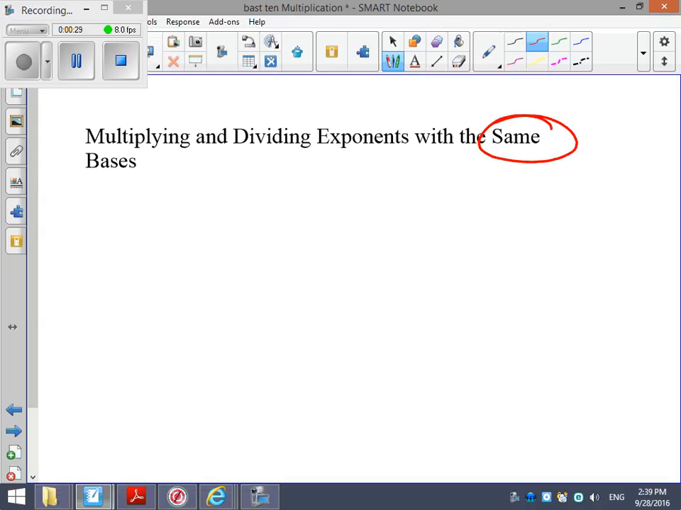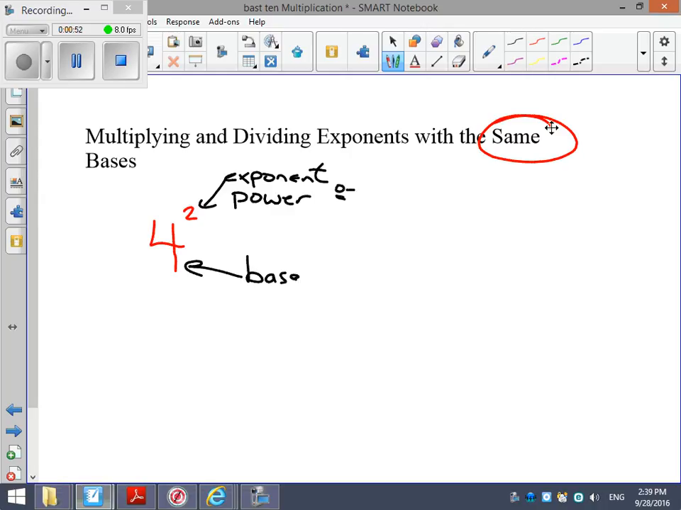If we remember, if we have a number like 4 to the power 2, this here is the base, and this is either referred to as your exponent or your power. So some people say 4 to the power 2 or 4 to the exponent 2. So it really doesn't matter which way you do it, just as long as you know the vocab that we're talking about. Anyhow, we're going to multiply and divide exponents with the same base.